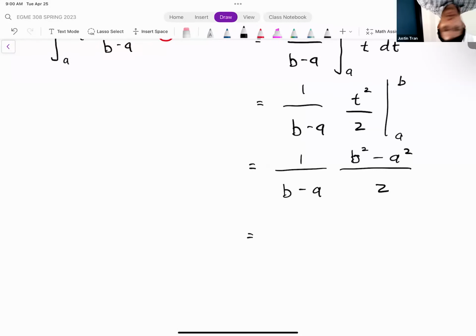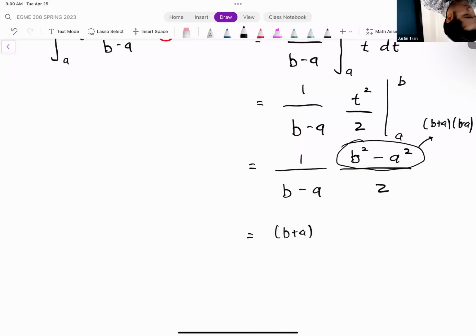So technically, we're done here, and that's the integral that's evaluated. But we can simplify this a little bit. We know that b squared minus a squared, if we factor this out, is equal to b plus a times b minus a. And so on top we have b plus a, b minus a, all divided by 2 times b minus a.